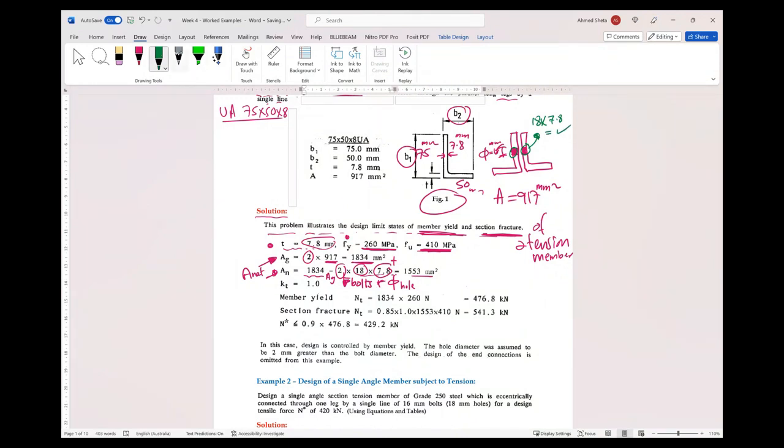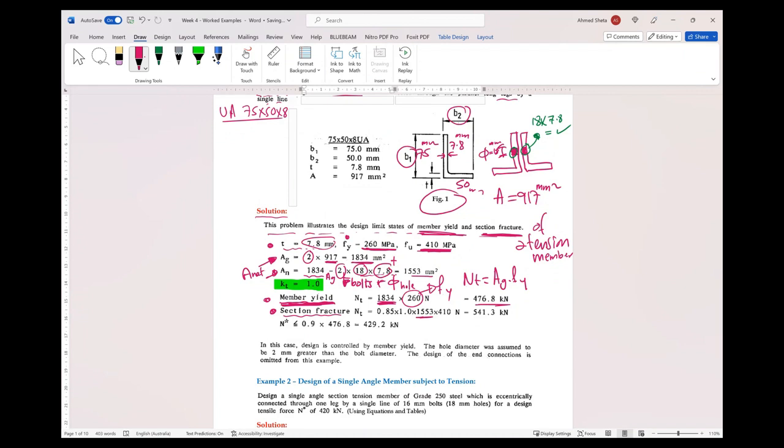KT, this factor, is 1. So for member yield, NT equals 1834 times 260, where 260 is F yield. So NT equals area gross times F yield. This is the yield of the tension member. This will give us NT equal to 476 kilonewton.